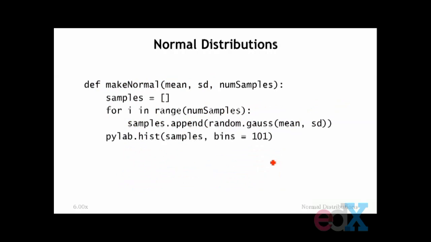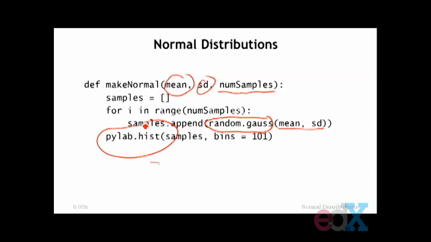Let's look at this code. I've got a function here that's going to produce a Gaussian or normal distribution. It starts with the mean and the standard deviation and some number of samples. It initializes the samples to the empty list. And then for i in range number of samples, it calls random.gauss, which, as you might guess, takes two parameters, the mean and the standard deviation, and returns some value from the normal distribution defined by these two parameters. Then when I'm done, I'm going to use pylab.hist to plot it. All right, let's run it and see what we get.